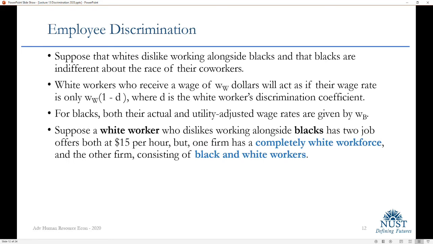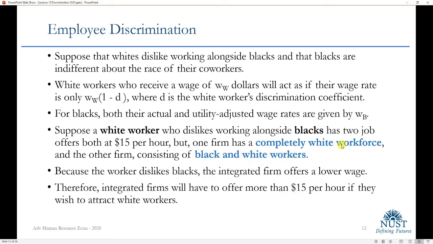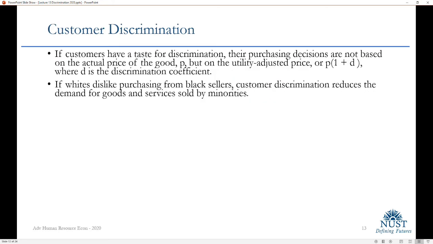Suppose a white worker who dislikes working alongside blacks has two job offers, both at $15 per hour. But one firm has a completely white workforce, and the other firm consists of black and white workers. Because the worker dislikes blacks, the integrated firm offers a lower wage. We are calling this one an integrated firm, where blacks and whites are working together. Therefore, the integrated firm will have to offer more than $15 per hour if they wish to attract white workers, because even if the employer is not discriminating, he knows that the employee might, so if it is very important to hire the white worker, the employer has to pay more than $15 per hour.